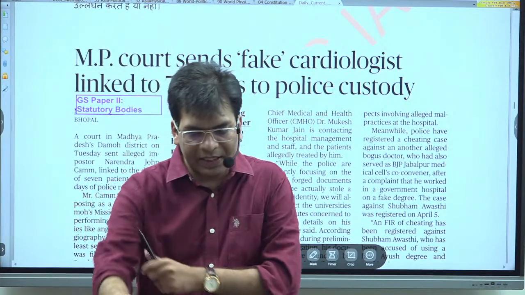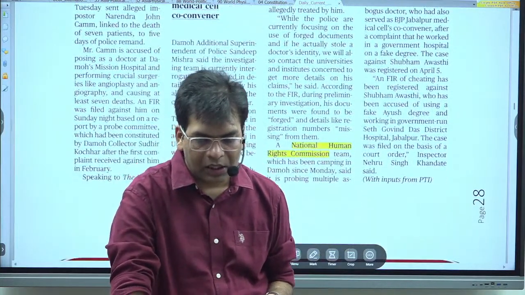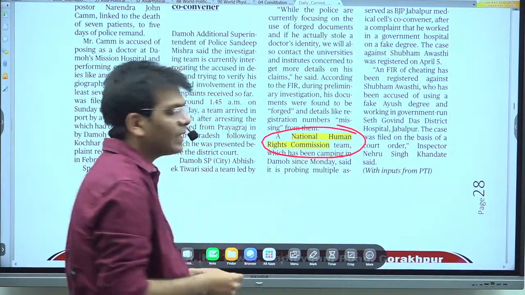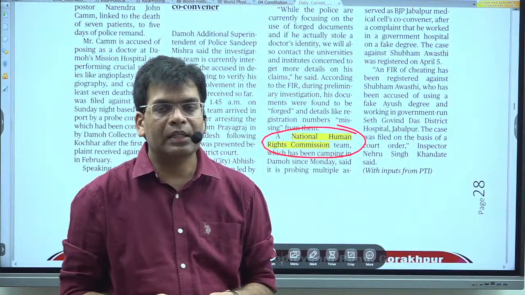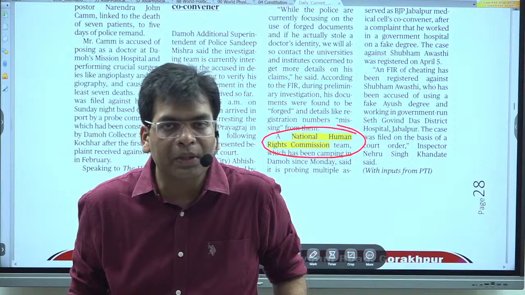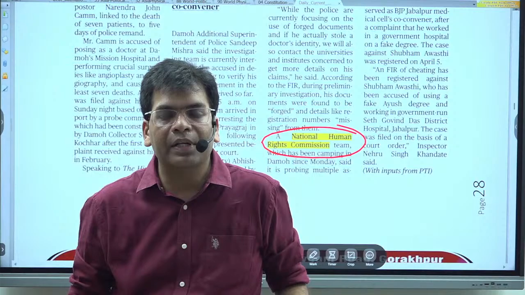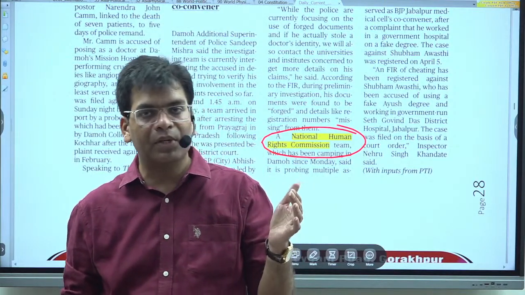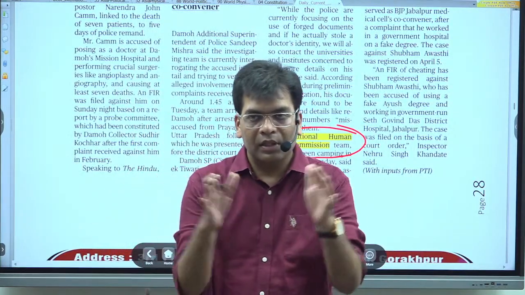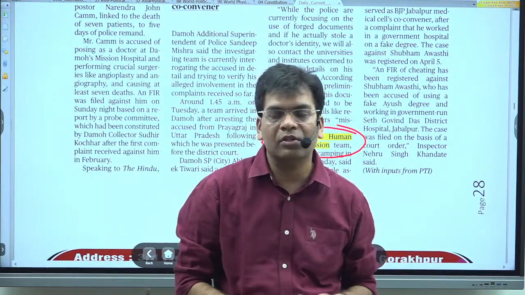Next news: MP court sends fake cardiologist linked to 7 deaths to police custody. So this is normal criminal news. Only you have to be careful about the National Human Rights Commission. You should know the members and the qualifications in the National Human Rights Commission. The chairperson should be either a Chief Justice of India, a retired Chief Justice of India, or a judge of the Supreme Court. Previously, it was only a retired Chief Justice of India. So there were very few options for the state to appoint a person as the chairman of the National Human Rights Commission.